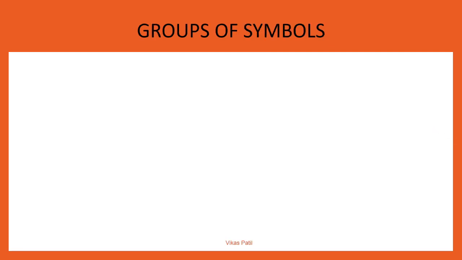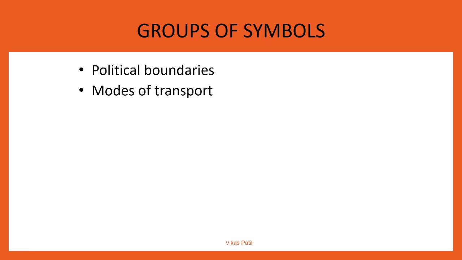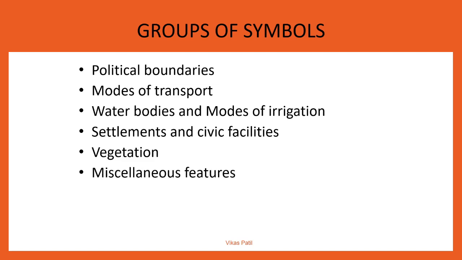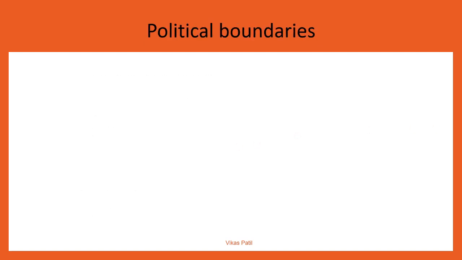There are various symbols used on the topo sheet. These symbols can be grouped in these categories: political boundaries, modes of transport, water bodies and modes of irrigation, settlements and civic facilities, vegetation, miscellaneous features, heights, relief features. Let's begin with political boundaries.